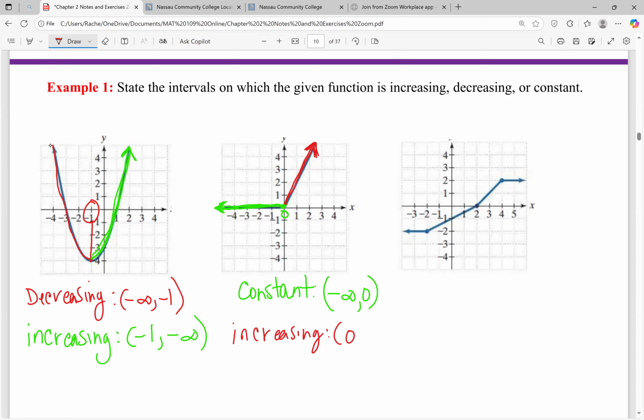So that's the difference between symmetry with respect to the y-axis, the x-axis, or the origin.